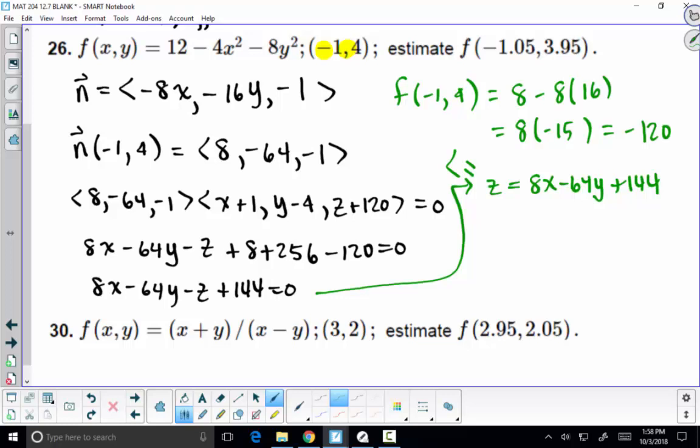So obviously this is kind of kooky because you could just plug it in here easy enough. We have calculators. You know, this is a pretty simple function. But the idea conceptually is that, okay, let's plug this into the tangent plane, and we should get a z value that's pretty darn close to this because we're just a smidge away from negative 1 comma 4. So we're going to get our approximation. So z of negative 1.05 comma 3.95. So plug that in and tell me what you get.